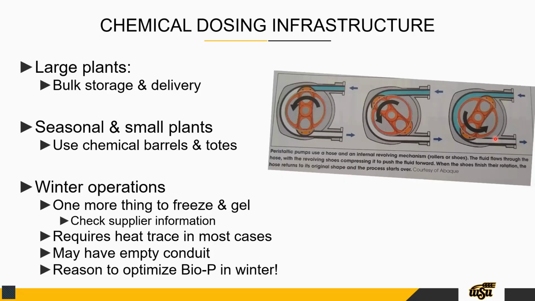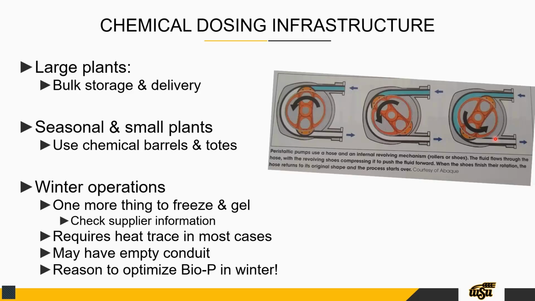You'll likely end up with heat trace unless you're doing this entirely inside. You may have to build kind of a dog shack for the tote and barrels. Some plants I've found actually have empty conduit that you can run lines in, which would help with the winter issues. And this is all the more reason to optimize for BioP in the winter.